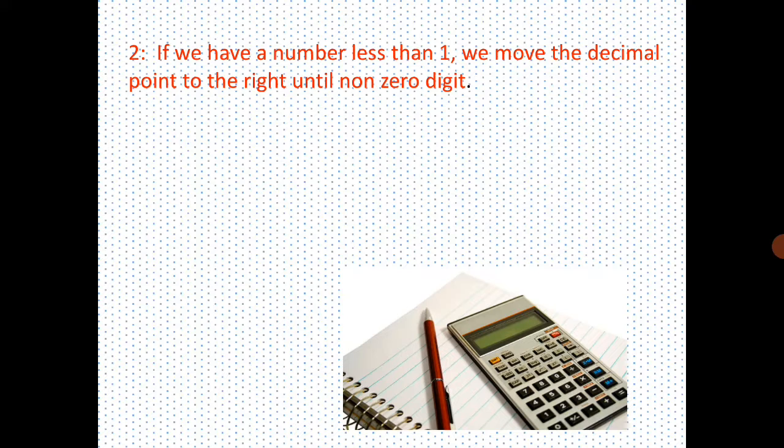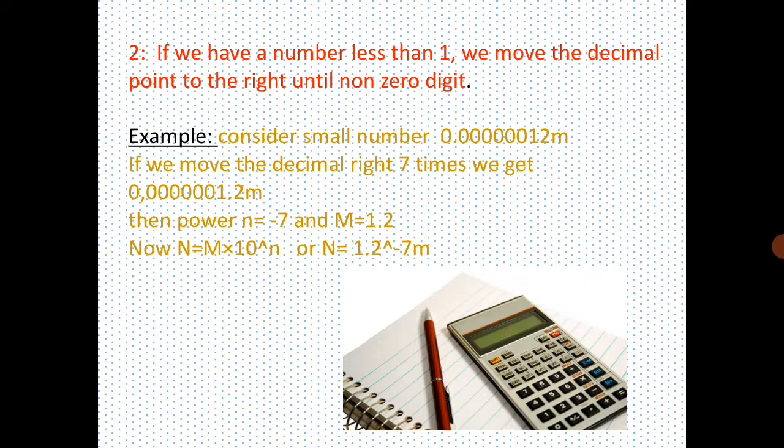Similarly, if you have a small number which is less than 1, then we move the decimal point to the right until the first non-zero digit. For example, consider a small number, 0.00000012 meter. If you move the decimal to the right 7 times, we get 0000001.2 meter. Then the power n becomes -7 and the mantissa is 1.2.